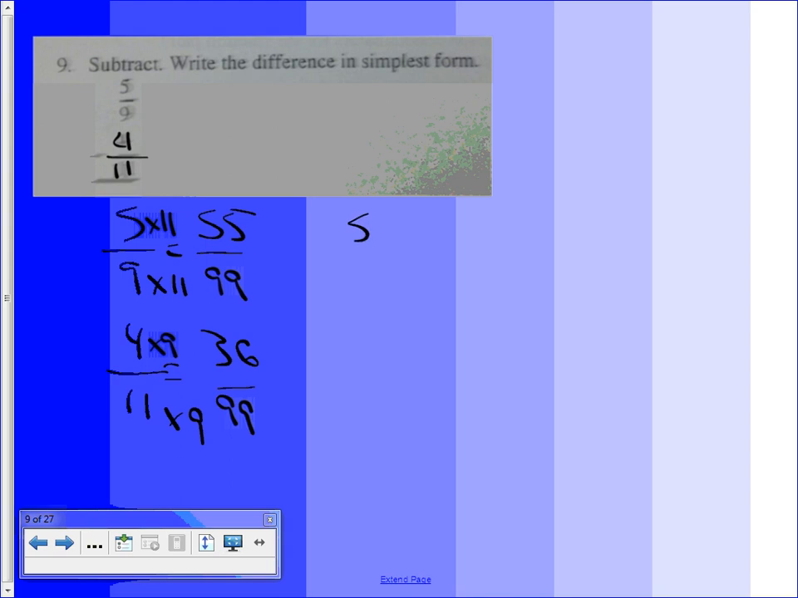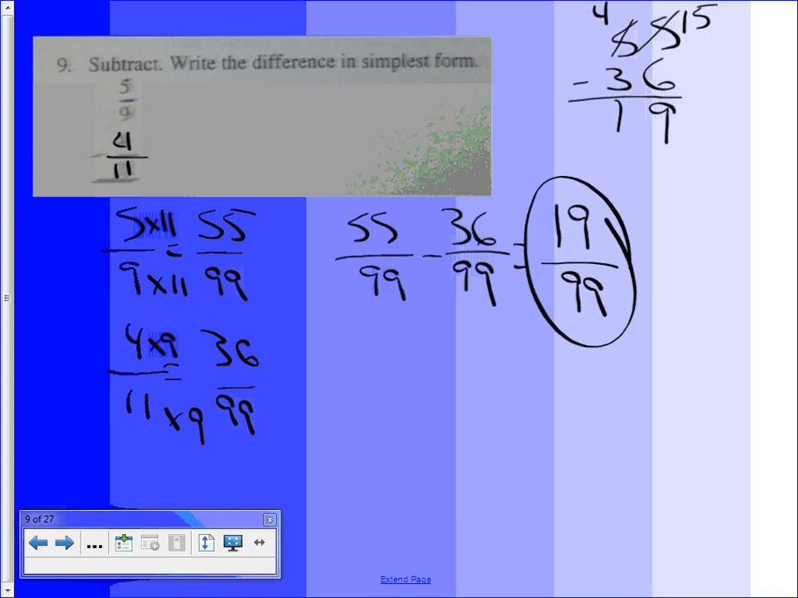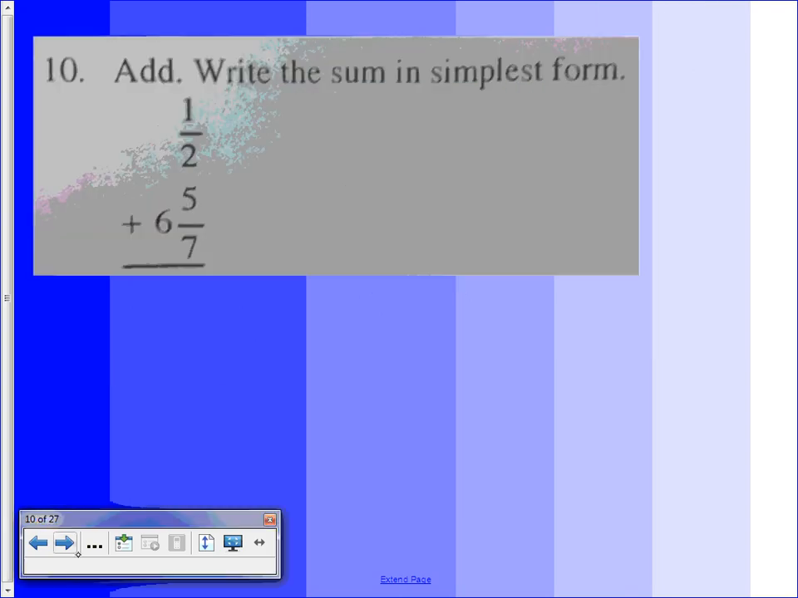Now I've got 55 over 99 minus 36 over 99. Well, what's 55 minus 36? Gotta borrow. 15 becomes a 4. 15 minus 6 is 9. 4 minus 3 is 1. 19 over 99 is your answer.